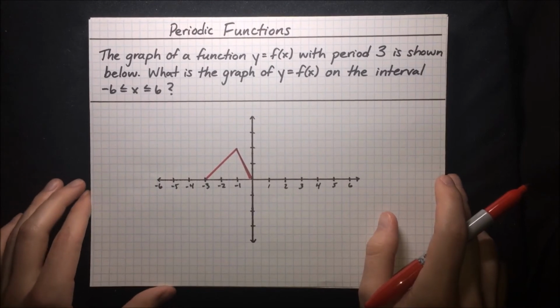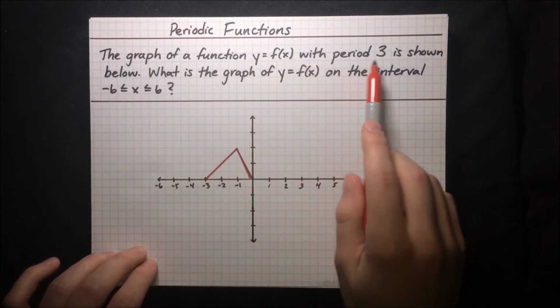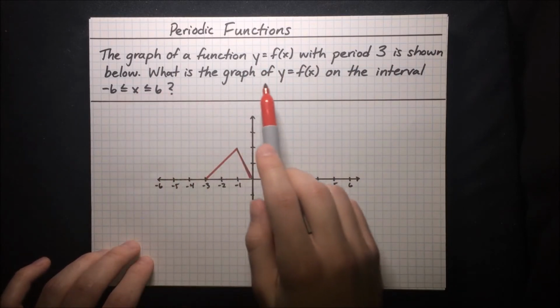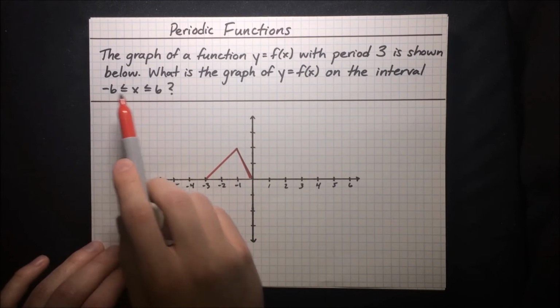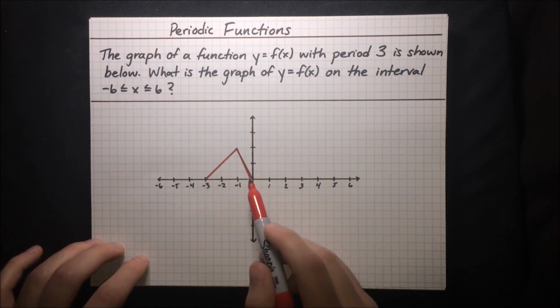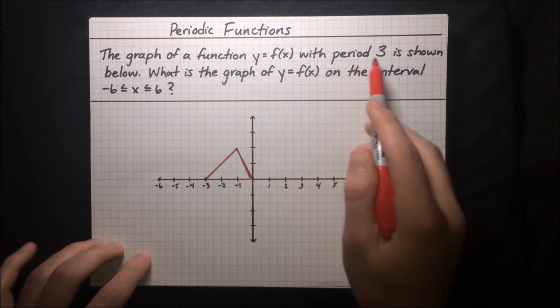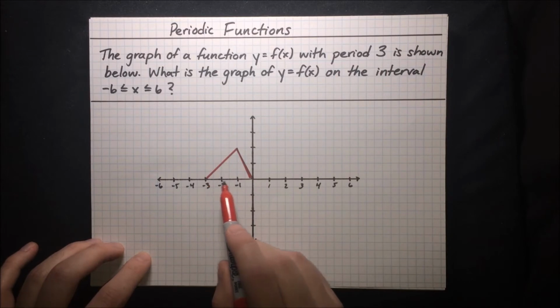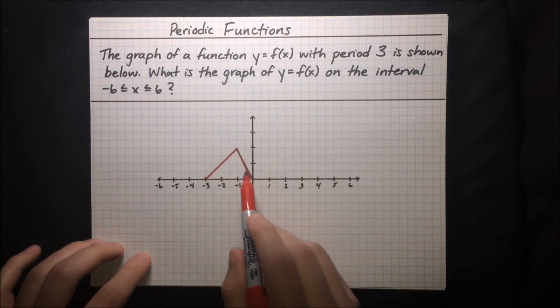Alright, next example. So the graph of a function y equals f of x with period 3 is shown below. What is the graph of y equals f of x on the interval from x ranging from -6 to 6? Alright, so we've got a little piece of a periodic function and we want to draw the whole thing. We're told that this periodic function has period 3, and hey, that's the length of the piece. That goes from -3 to 0. That's 3 units. Okay, so this piece then is the thing that has to repeat over and over and over.